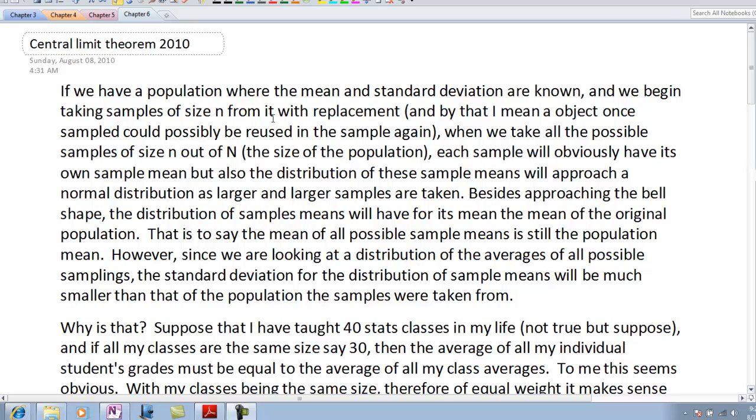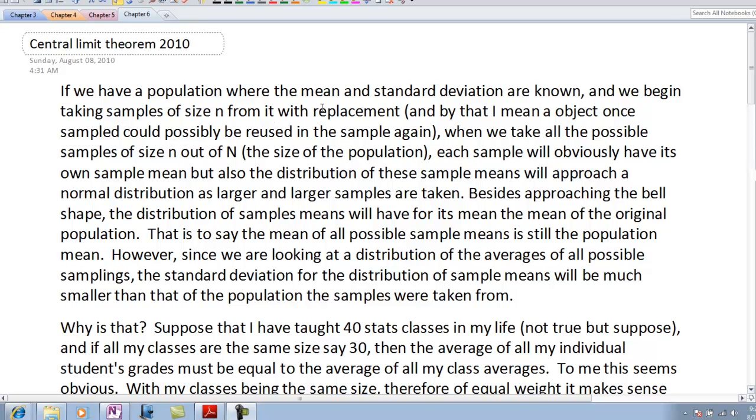So we have a population where the mean and standard deviation are known. We begin pulling samples out of it of a given size, we'll say of size 10. So let's say I have a bucket of lottery balls that are numbered between 1 and 60, and I begin reaching in and pulling out samples of 10 balls at a time. Now we know there's only so many ways that I can choose a sample of 10 balls with replacement out of 60. Now that's the key.